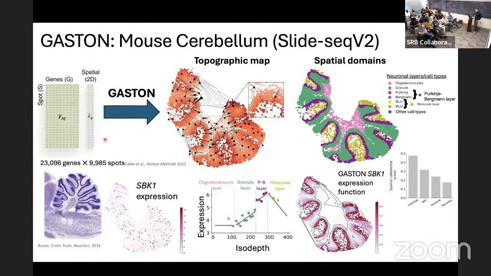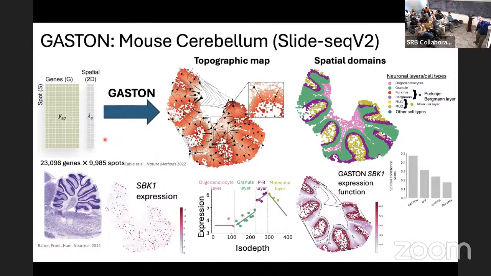So here is spatial transcriptomics of SlideSeq. This is very low coverage data. You just take the gene expression and run this method, it's called Gaston, that means gradient something something, but it's also something you do with climbing if there's any rock climbers. You just run the thing and out pops this topographic map. Then you can partition the mountains and valleys in the topographic map into these spatial domains. And in this case, these spatial domains line up very well with the annotated layers of the cerebellum.